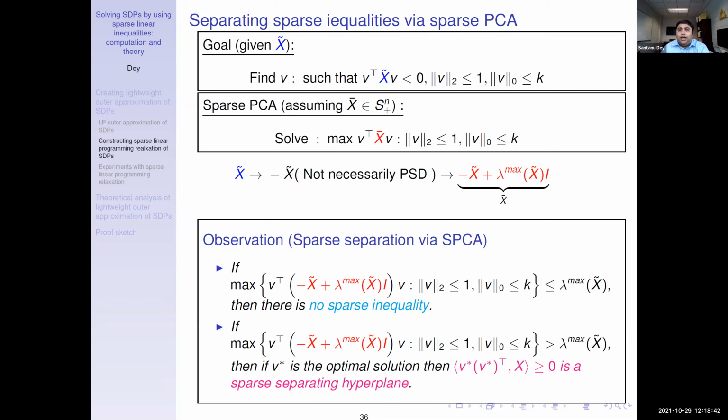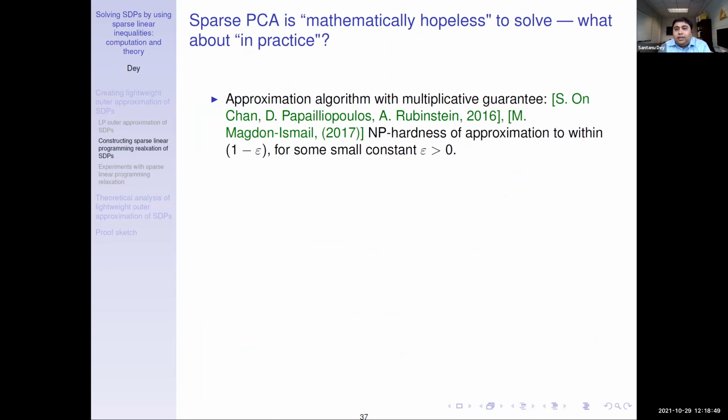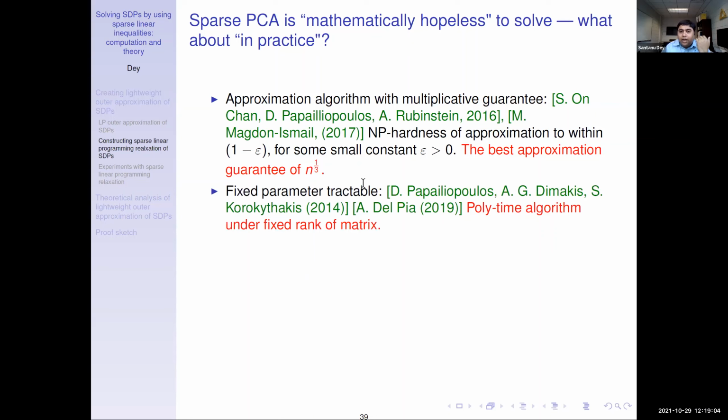But the question is, we want to use sparse PCA, but can we solve sparse PCA well? As it turns out, unfortunately, theoretically, it's a hopeless problem. There are inapproximability results. In fact, the best approximation guarantees are like n to the third. So in some sense, it's really a hopeless problem to solve. There are some nice fixed parameter tractable results, and there are some very nice extensions by Alberto to extensions of sparse PCA with more complex constraints and sparsity and so forth.